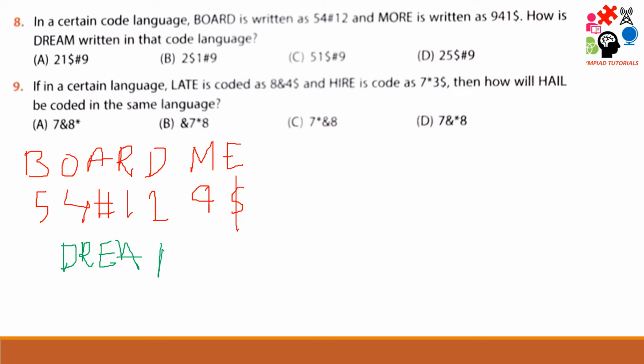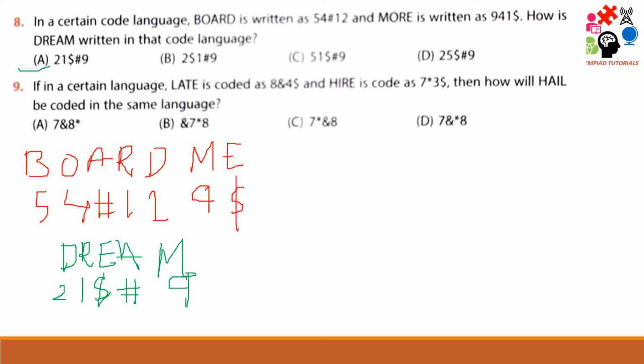DREAM. So just write down the corresponding codes. D is 2, R is 1, E is $, A is #, and M is 9. So let's check all the options. $21#9, $21#9. So your option number A is going to be the correct answer. Next question.